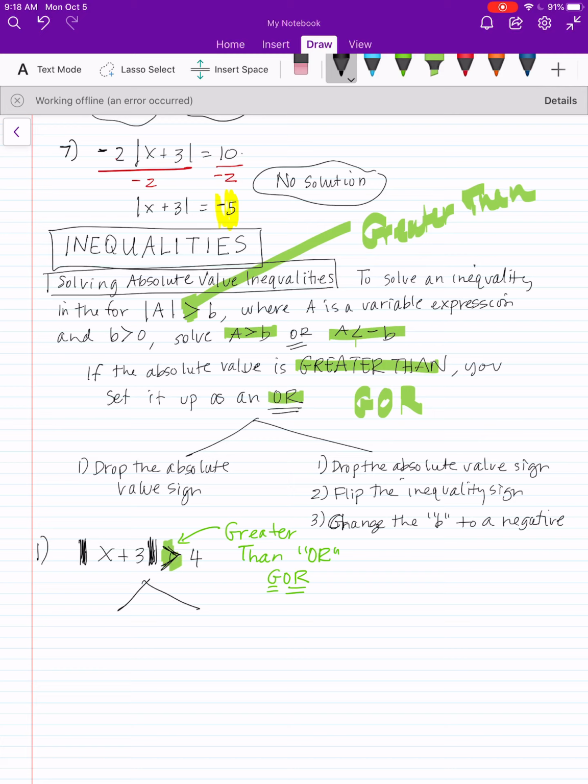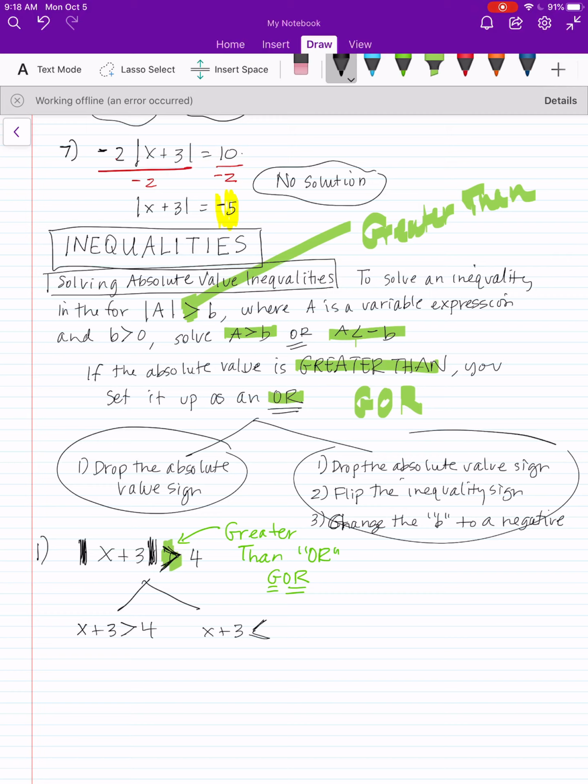The first one is just this part right here. Drop the absolute value sign. So I just write x plus 3 is greater than 4. That's it. The second time, this is the directions we follow. Drop the absolute value sign, so you're going to have x plus 3. You flip the inequality. It was greater than, so now you make it less than. And when you flip the inequality, you change B to a negative and make that negative 4.